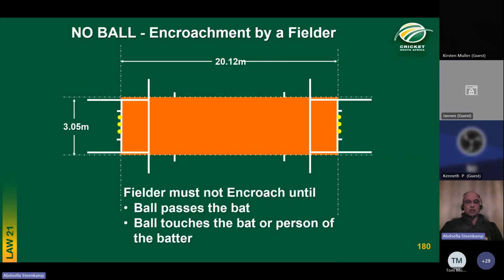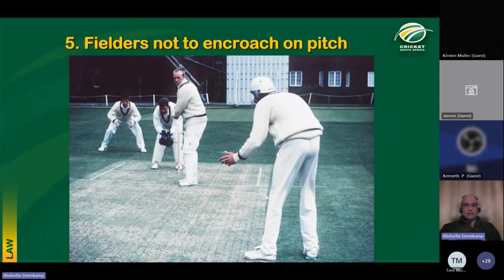Also, a fielder is not allowed to encroach on the pitch until the ball passes the bat or the ball touches the bat or person of the batter. Let me go to the next pic to illustrate this more clearly. So this is not allowed. A fielder is not allowed to stand on the pitch. If you do see this, according to the laws, if this happens, the umpire needs to call and signal no ball. This fielder needs to stand, let's say, half a meter back so that neither the foot nor any part of the body encroaches on the pitch.